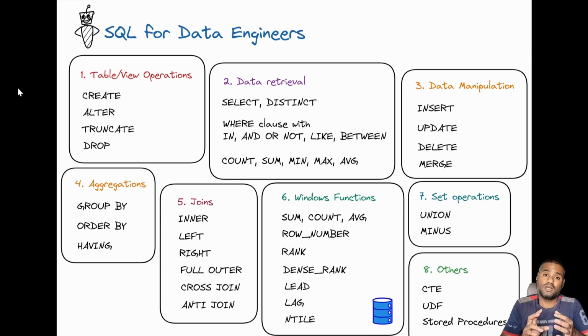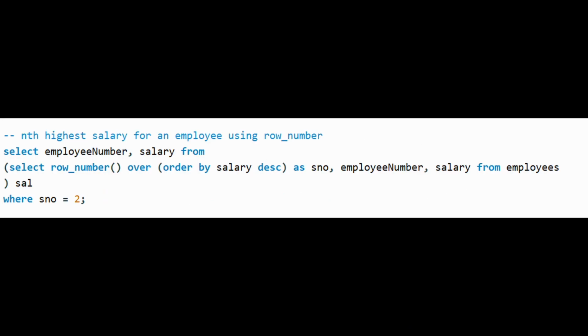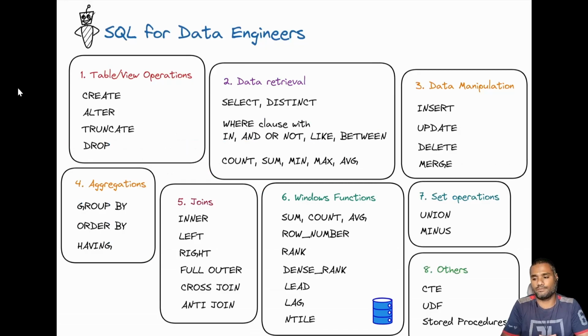There are important interview questions, like how to calculate the nth highest salary of an employee. We can use window functions for that as well. Next one is union. Suppose we have two tables with identical data and identical column arrangement. If you want to combine the data from table A and table B, then we can have the union operation done.